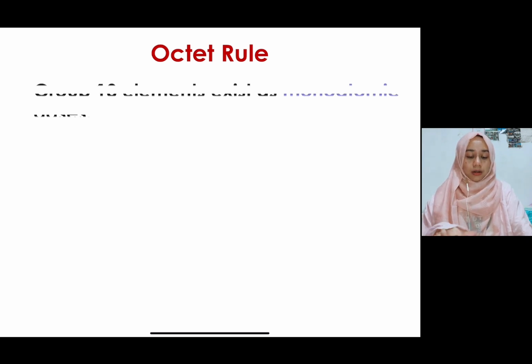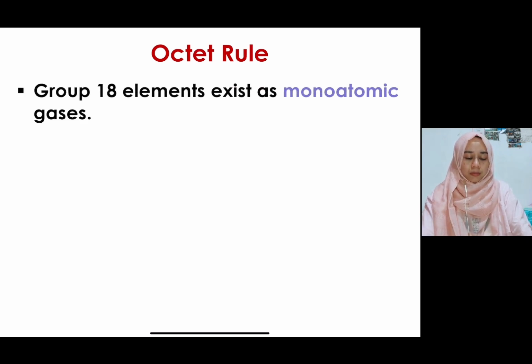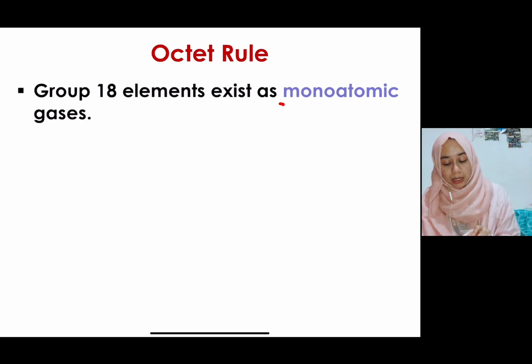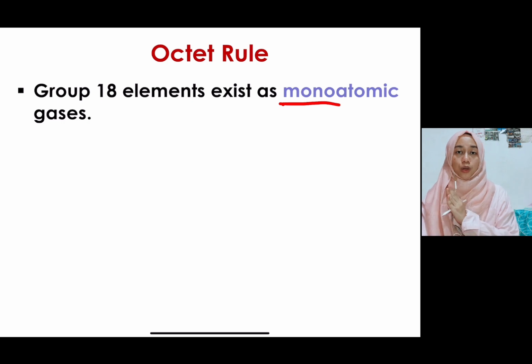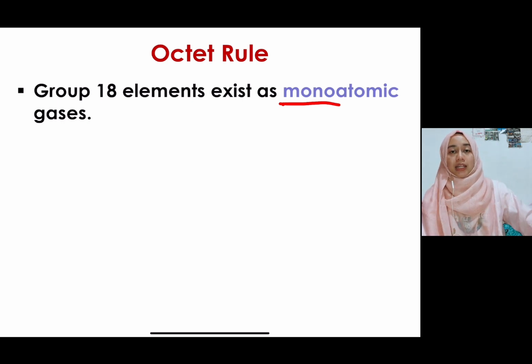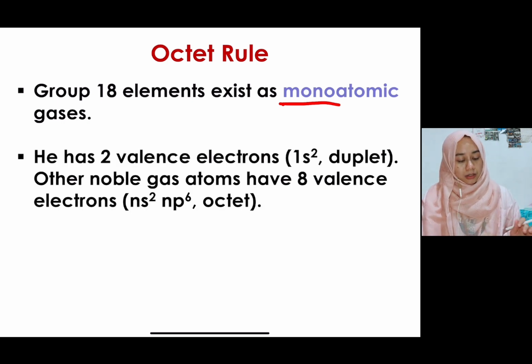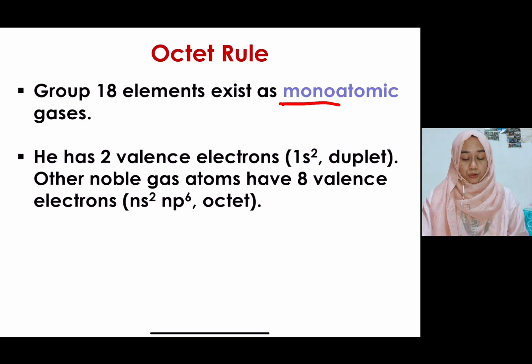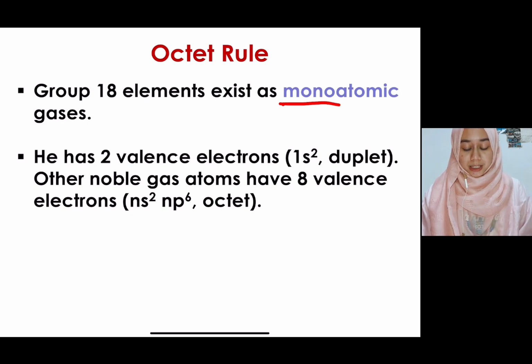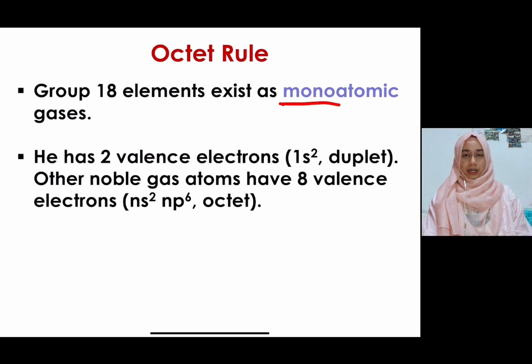Okay, so octet rule kita akan tengok group 18. Okay, so group 18 elements that exist as monoatomic gases. Bermaksud dia memang akan sentiasa jadi satu atom sahaja, dia tak akan berpasangan. Kan, itu yang dimaksudkan dengan mono kat sini, monoatomic atom. Dia sentiasa satu-satu. Dia takkan ada berpasangan ataupun ada 3, tak. So helium has 2 valence electron. So 1s2. Okay, helium adalah elemen yang selepas hydrogen kan. So 1s2. So ini consider duplet.